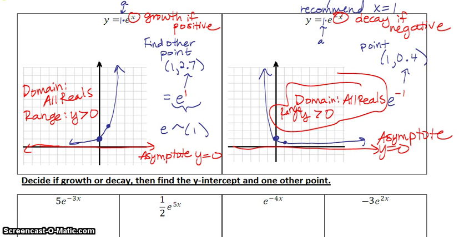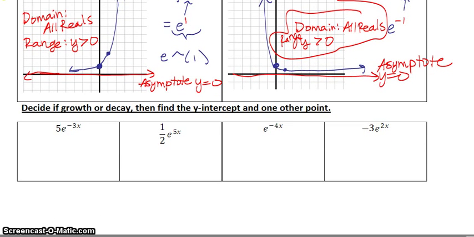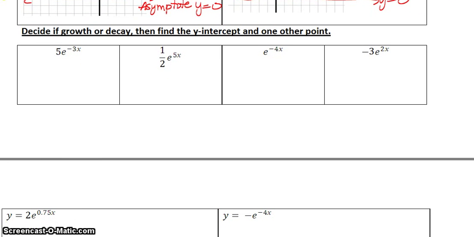All right, so let's quickly talk about growth or decay. And I know on here I said to find the y-intercept and find one other point, but we're actually going to do that 4 more times on the other side, so we're not going to do that step. I just want to say growth or decay. So based off of what I just said, go through quickly and pencil it in, pause, pencil it in. What do you think for each of them?